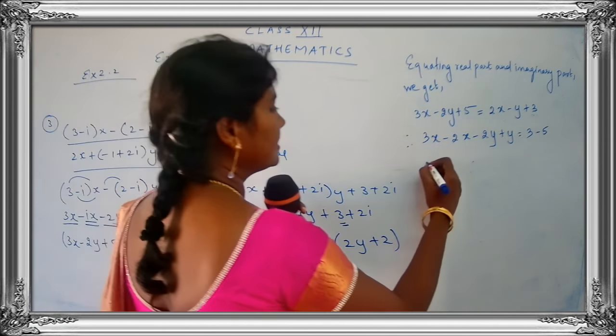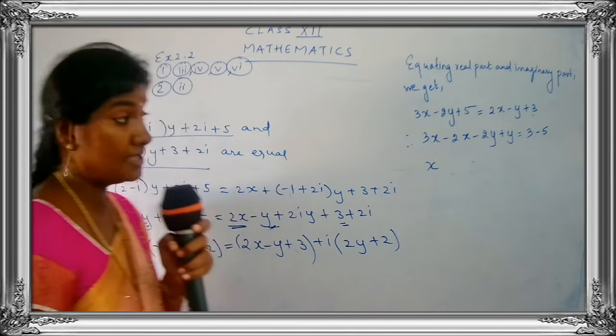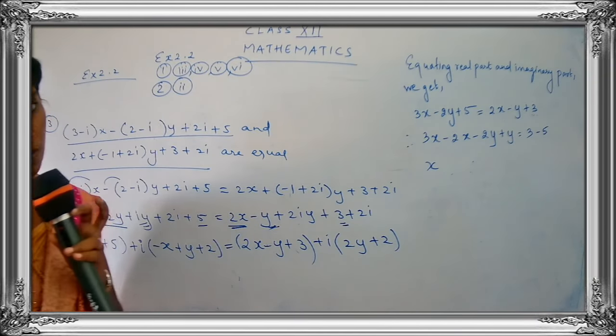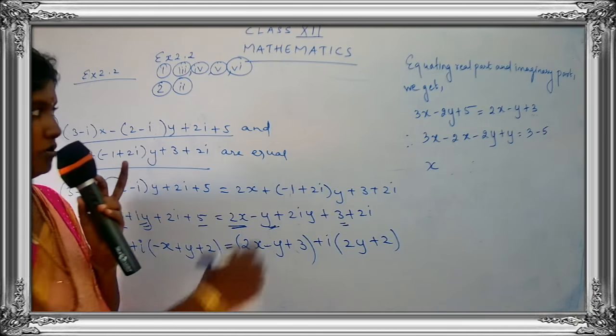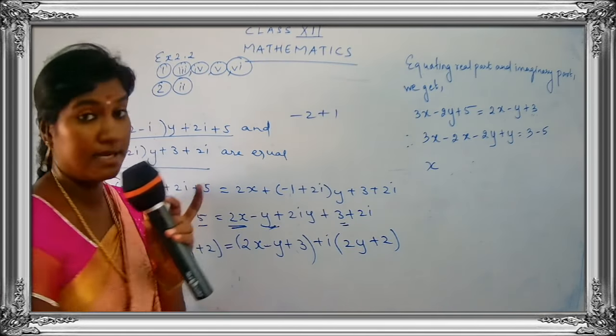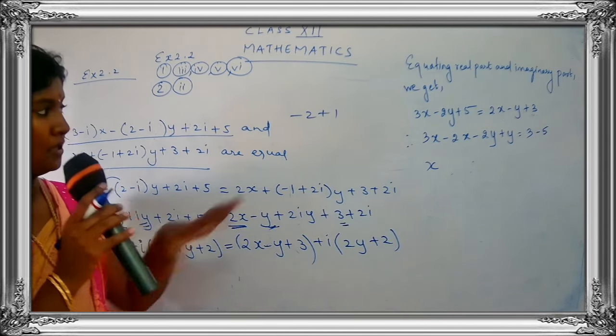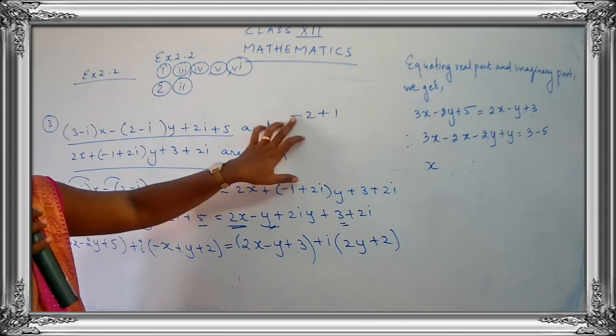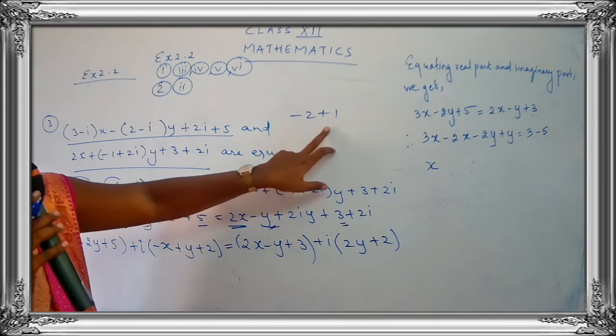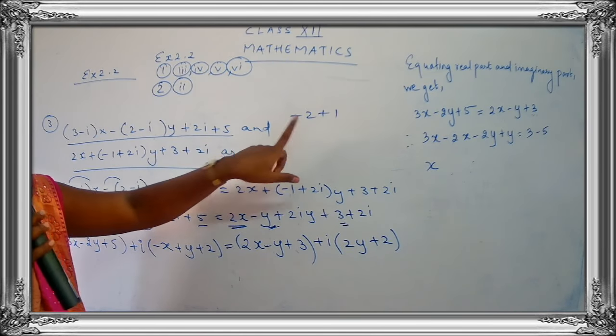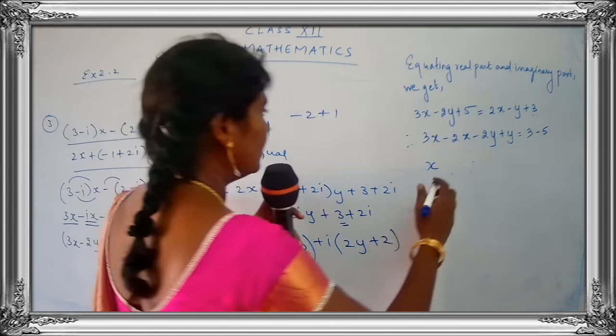Write down here x. 3x minus 2x is x. Minus 2 plus 1. What is minus 2 plus 1? Minus plus is minus. So 2 minus 1 is 1. Sign of the bigger number is minus. So the answer is minus 1.